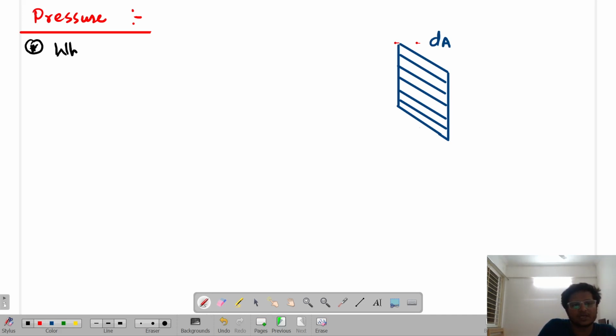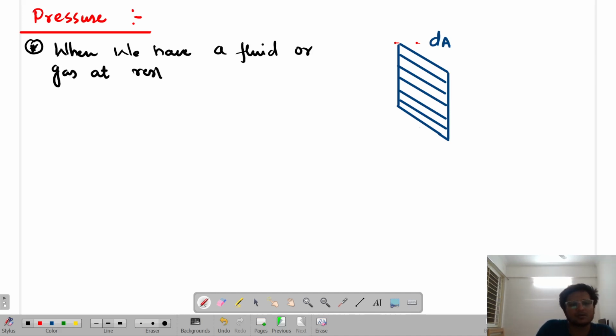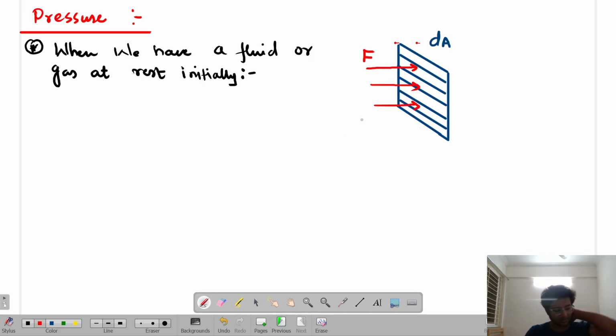So let's suppose we have a fluid or gas at rest initially. कैसा है, रेस्ट पे. But you think of one case, the particles of fluids are not at rest, no? The particles of gases are not at rest. So basically, what actually happens is that this fluid starts to generate some kind of force which will be perpendicular to the surface area or not. This fluid will apply some kind of force which will be perpendicular to the surface area, isn't it?